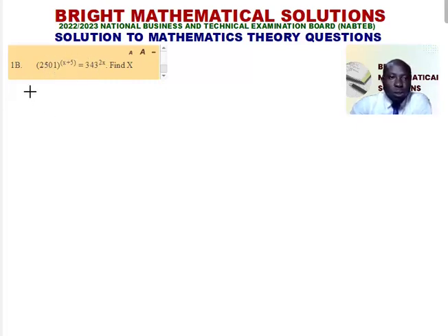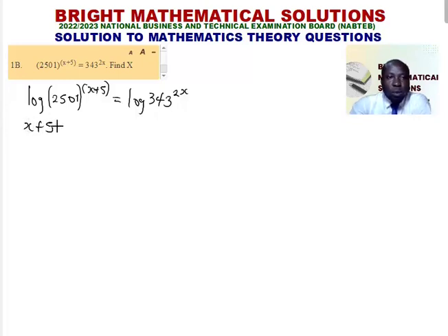So if we log this expression, it now becomes log 2501 raised to power x plus 5 equals log 343 raised to power 2x. So from our law of logarithm, once we have a number in log and it has power, it automatically goes to the back of the log. So it now becomes x plus 5 log 2501 equals 2x log 343.